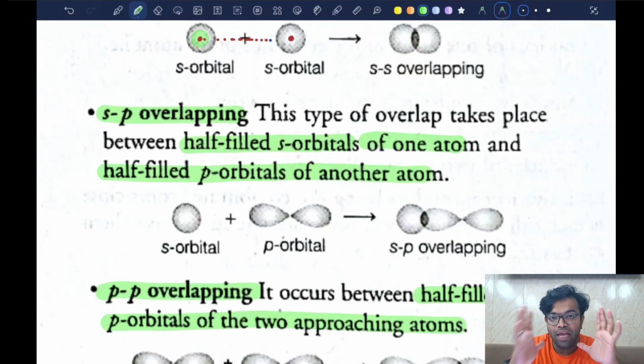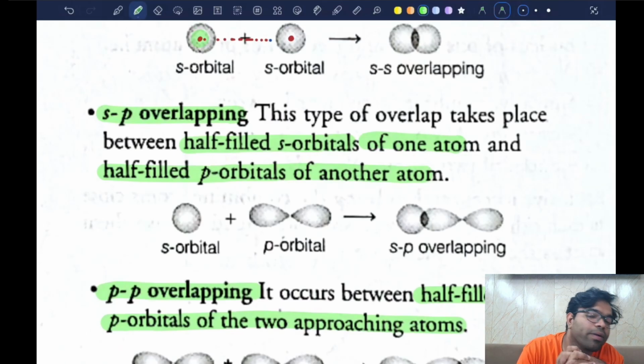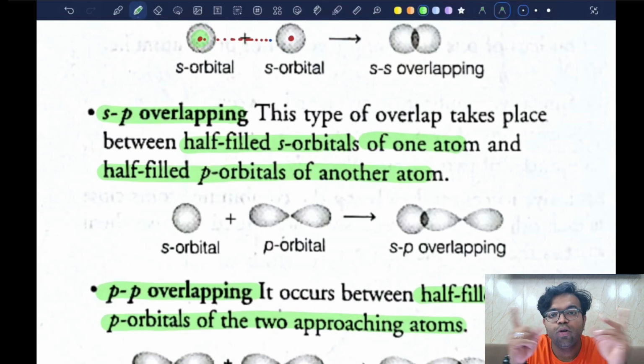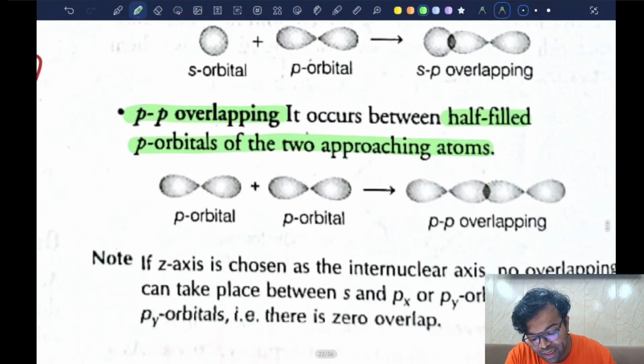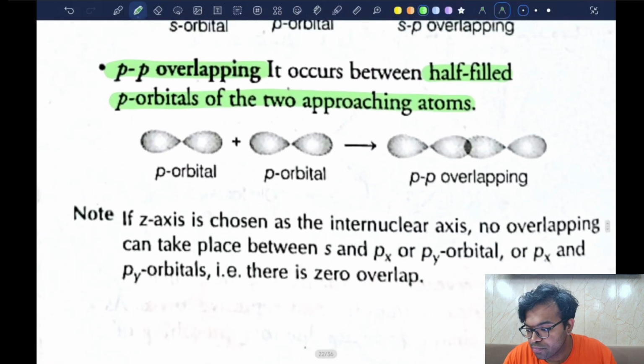See, the s orbital needs how many electrons? It needs two electrons. Every p orbital also requires two electrons. If you have two half-filled orbitals approaching each other, they're sharing the electrons with each other. Thus, what is happening? Their orbital is automatically getting filled up, right?